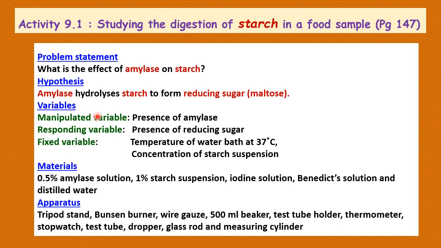Now, variables. Your MV, manipulated variable, is the presence of amylase. So one test tube will have amylase and the other one will not have any amylase in it. Now, responding variable is the presence of the reducing sugar. So we're going to test the presence of the reducing sugar after some minutes, such as maltose.